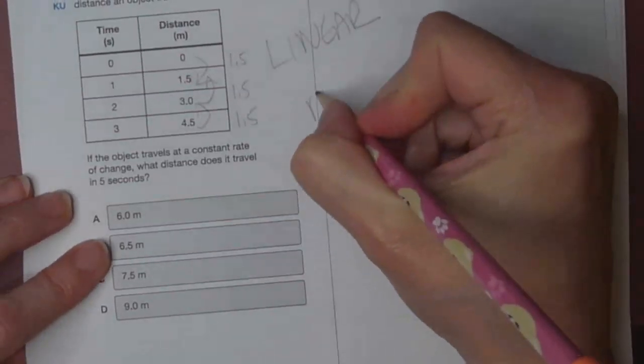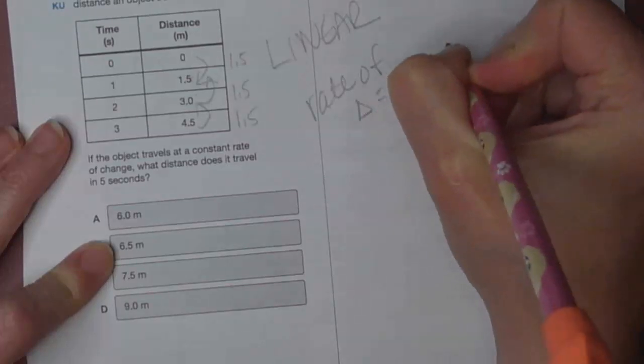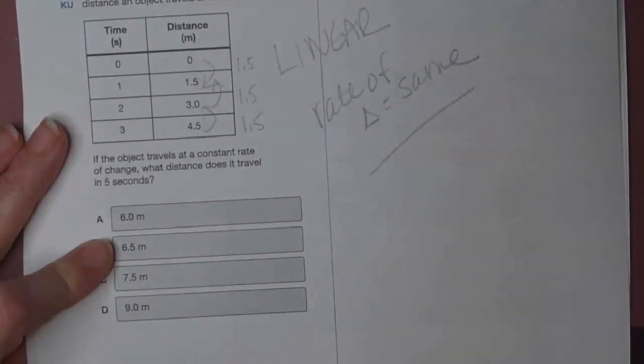The rate of change is the same, right? That's a linear relationship. It's going to have a positive slope. The line's going to look like that.